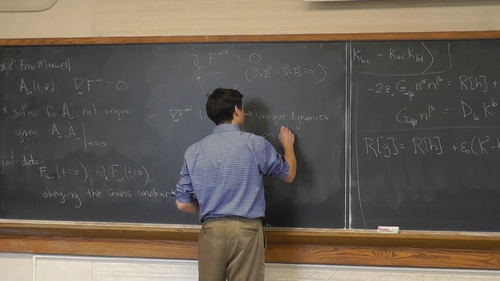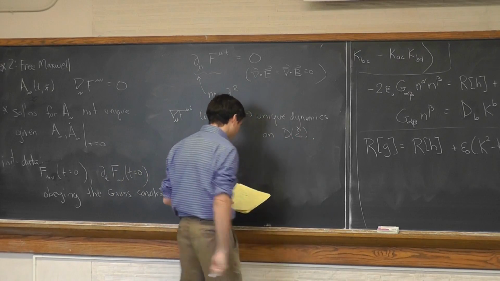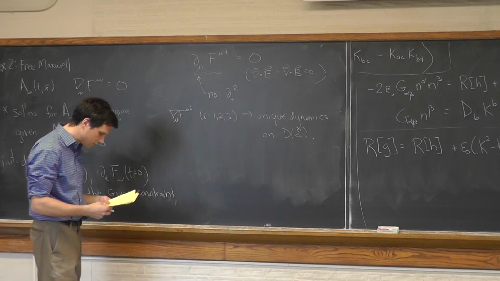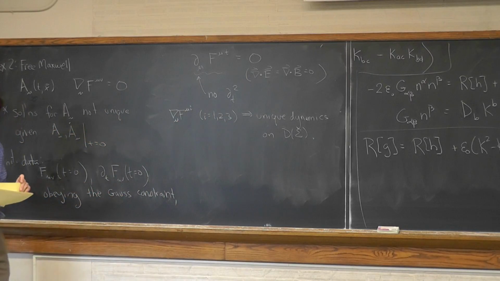So again, you get unique fields in the domain of dependence of sigma. Okay, is this clear, the distinction between constraints and dynamics?